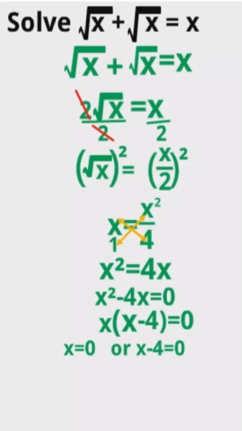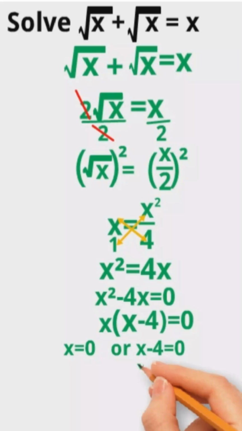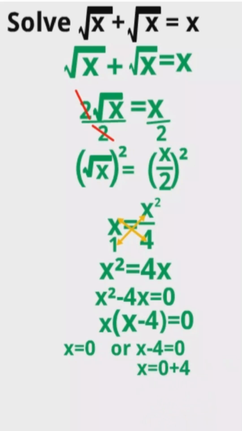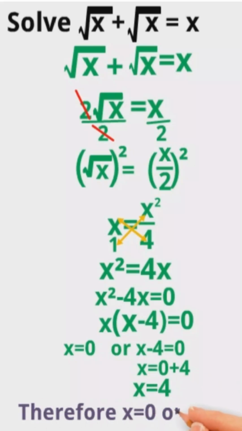Now, let's go to the second factor, which is x minus 4 equals 0. First, we put like terms together, which will result in x equals 0 plus 4. We write x, then we evaluate 0 plus 4, which gives us 4. Therefore, x equals 4. Now, let's do a quick check of solutions.